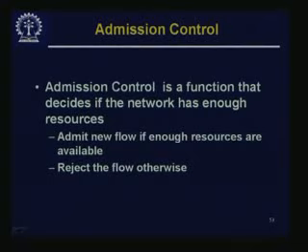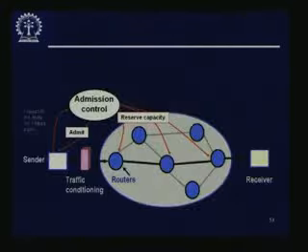Now, let us quickly go through the other topics. One is admission control. We will come to admission control and signaling in more detail when we discuss RSVP in the next lecture, when we discuss QoS and multimedia traffic. But just to mention it here, admission control is a function that decides if the network has enough resources. Admit a new flow if enough resources are available, reject the flow otherwise.